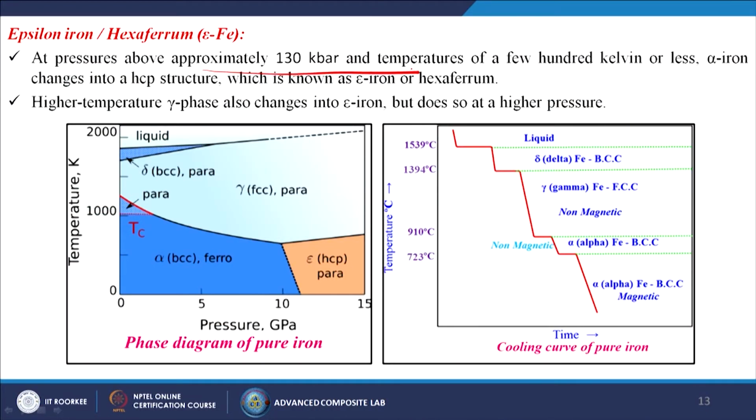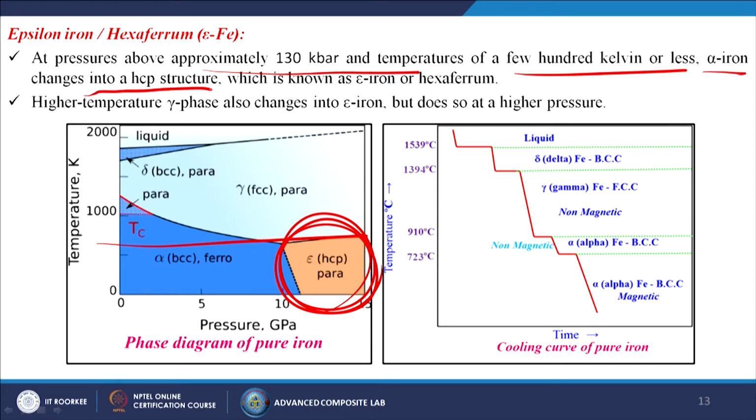it is behaving like different materials. What is epsilon iron, or hexaferrum? At pressure above approximately 130 kilobar, it can exist only at high pressure, and at temperatures of a few hundred Kelvin or less, because the temperature is also not too high, alpha iron changes into an HCP structure, which is known as epsilon iron or hexaferrum. The high temperature gamma phase also changes into epsilon iron, but does so at a higher pressure.